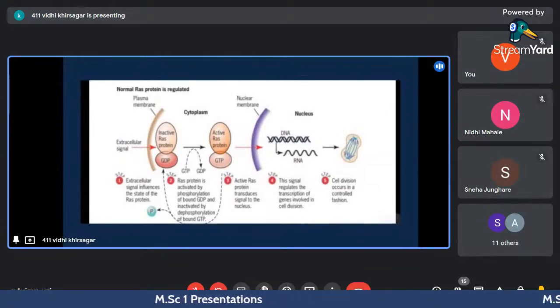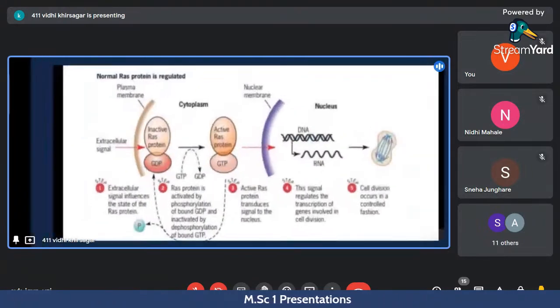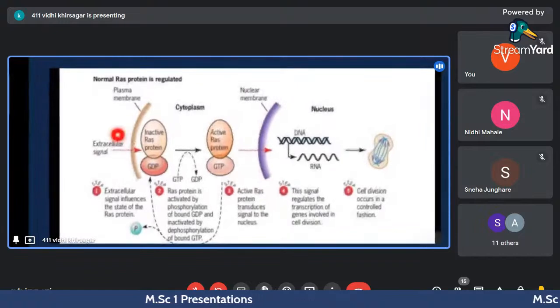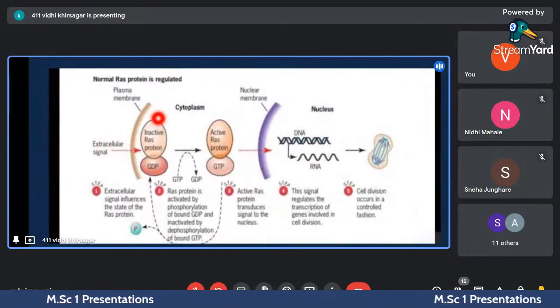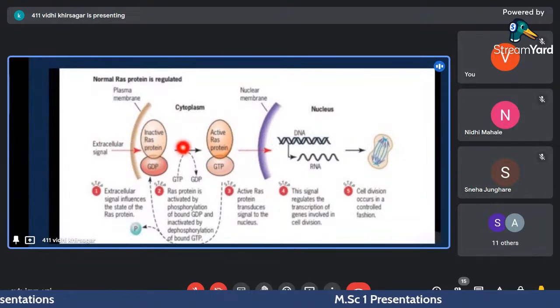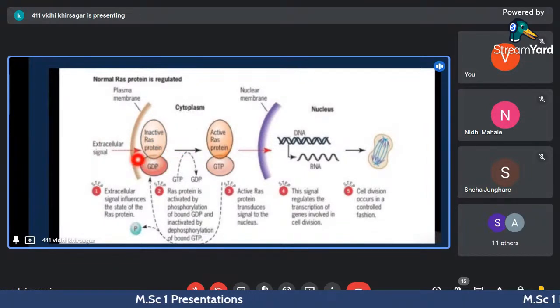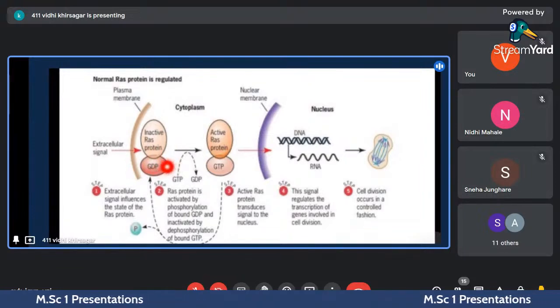Now in this slide, we are going to discuss normal RAS protein and its regulation. For the regulation of RAS protein, there is a need of extracellular signal. Normally, the RAS protein is in the inactive state. Inactive state means when it is bound to GDP. Normally, it is bound to GDP.